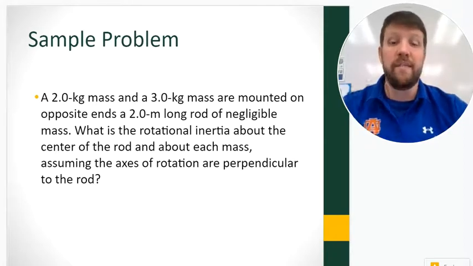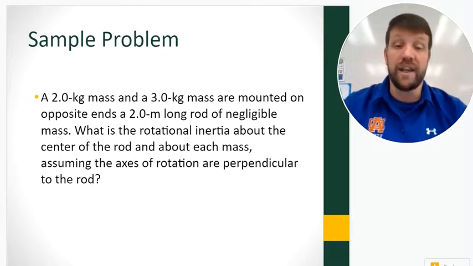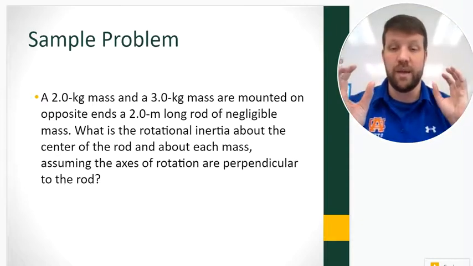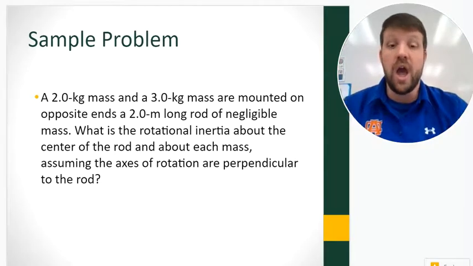So a quick sample problem. We have a 2 kilogram mass and a 3 kilogram mass. They're mounted on opposite ends of a 2 meter long rod of negligible mass. So basically we have a 2 kilogram mass and a 3 kilogram mass, and they're 2 meters apart. I want to know the rotational inertia about the center of the rod and about each mass.